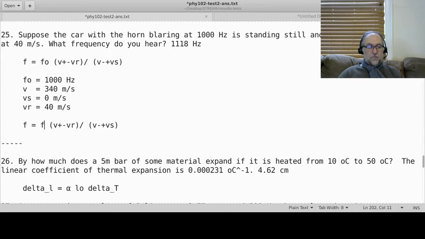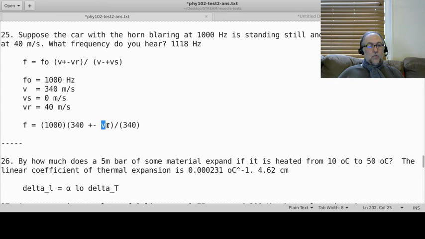All right, so F0 is 1,000. V is 340, that's the speed of sound. And over here too we have 340. Now in the denominator, VS is 0. So again, it doesn't matter whether you do plus 0 or minus 0. No decision to be made there.